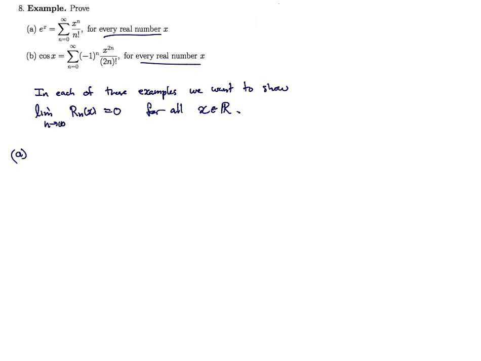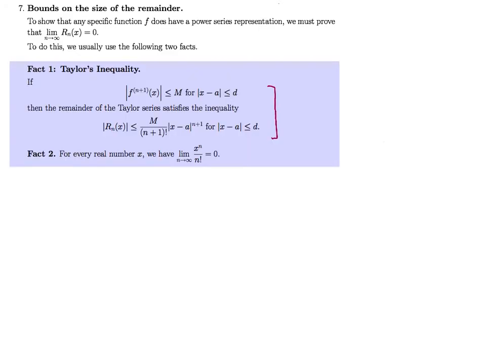Okay, let's see what we need. Again, going back to Taylor's inequality, we want to show that the remainder is going to go to 0 as n goes to infinity. That means we need to show that this expression goes to 0 as n goes to infinity. But M, this big M, is an upper bound on the nth plus first derivative. So that's our starting place. Let's try to figure out what the bound is on the nth plus first derivative of our function. And we only need to bound it on some interval, d. So let's go to work on that.